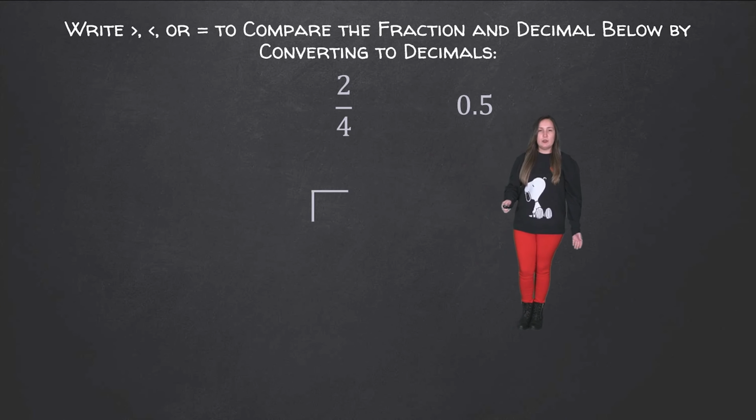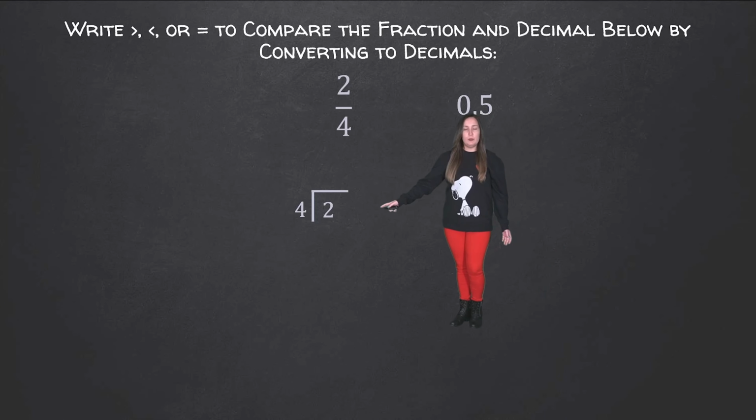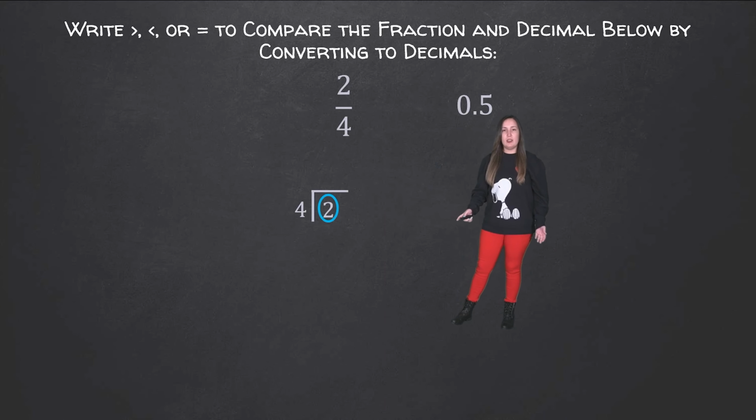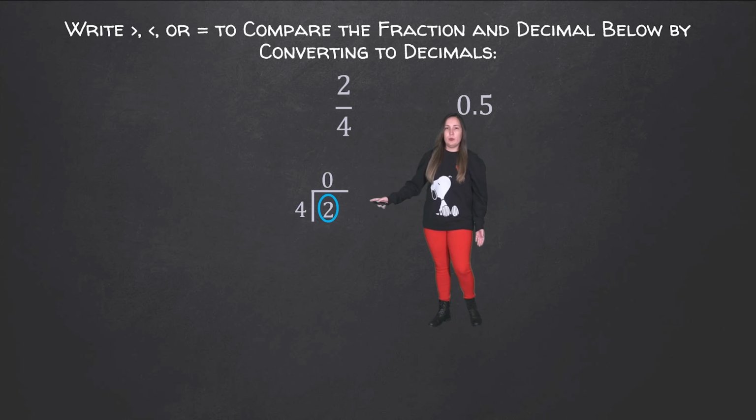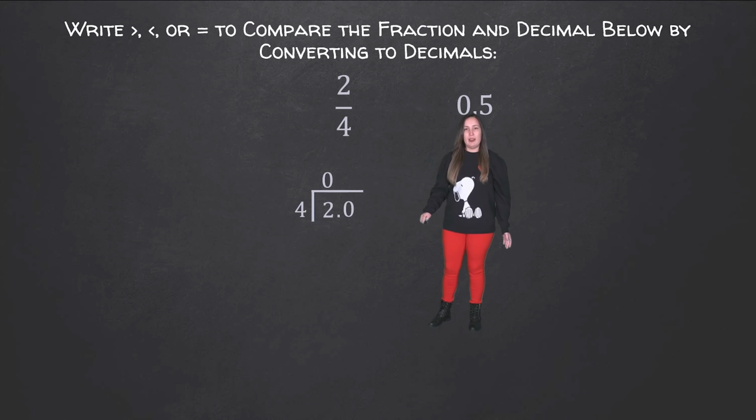In order to do that, we're going to have to divide the numerator by the denominator, meaning that the numerator goes on the inside and the denominator goes on the outside. So we ask ourselves, how many times does 4 go into 2? Well, it doesn't. So we're going to put a 0 and then add a decimal point with another 0 afterwards, and then make sure you bring up the decimal point as well.